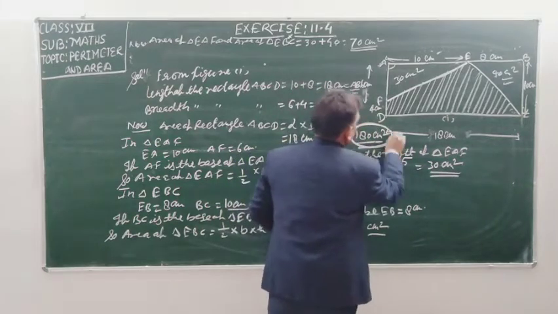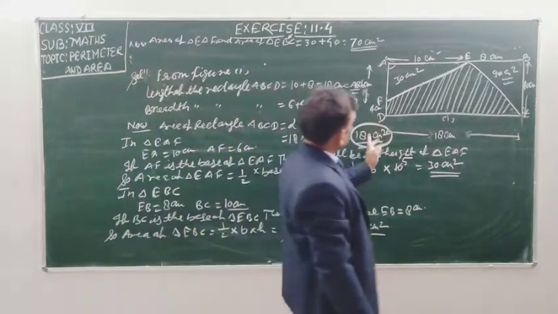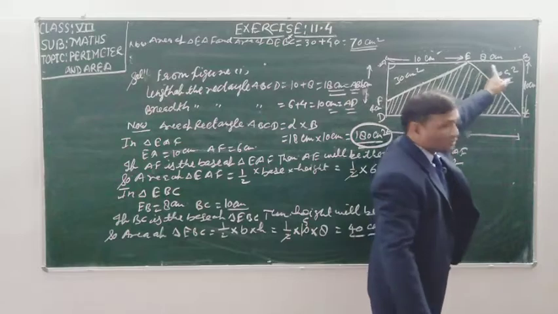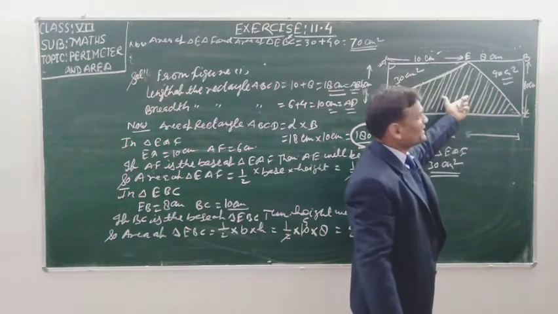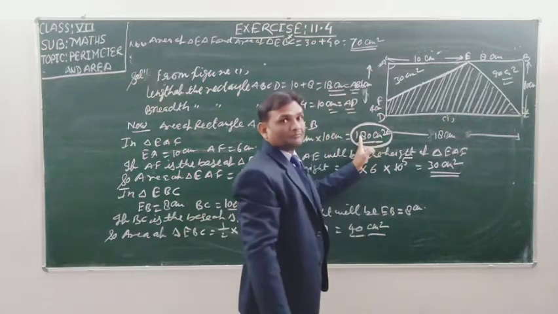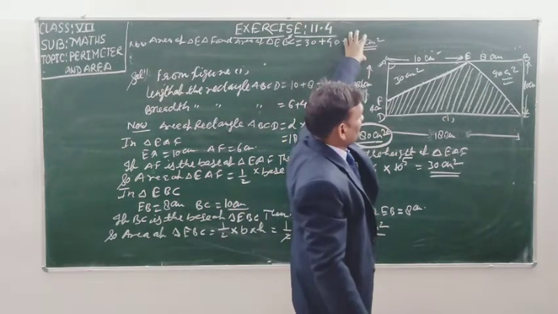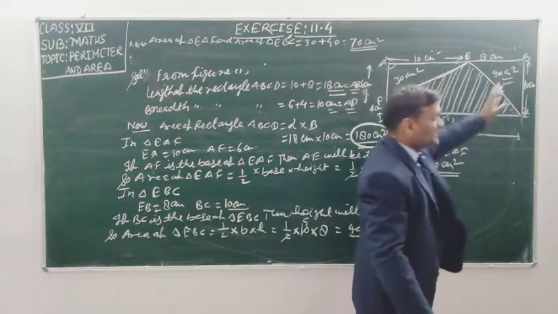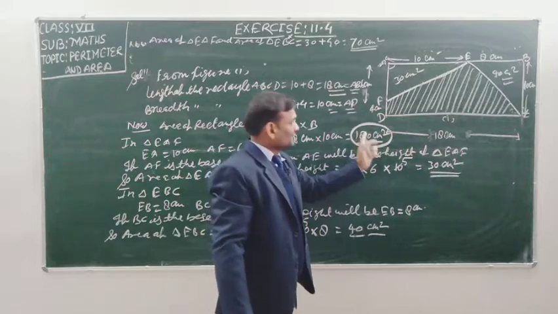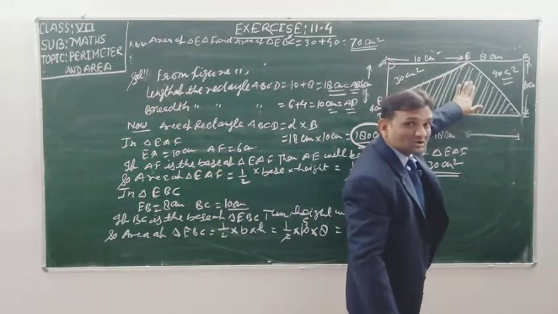You are seeing here 180 centimeter square. This is the whole area of the rectangle, in which these two triangles and this quadrilateral are included also. If we subtract the area of these two triangles from the area of the whole rectangle, then we will be able to find out the area of the quadrilateral, the area of the shaded portion.